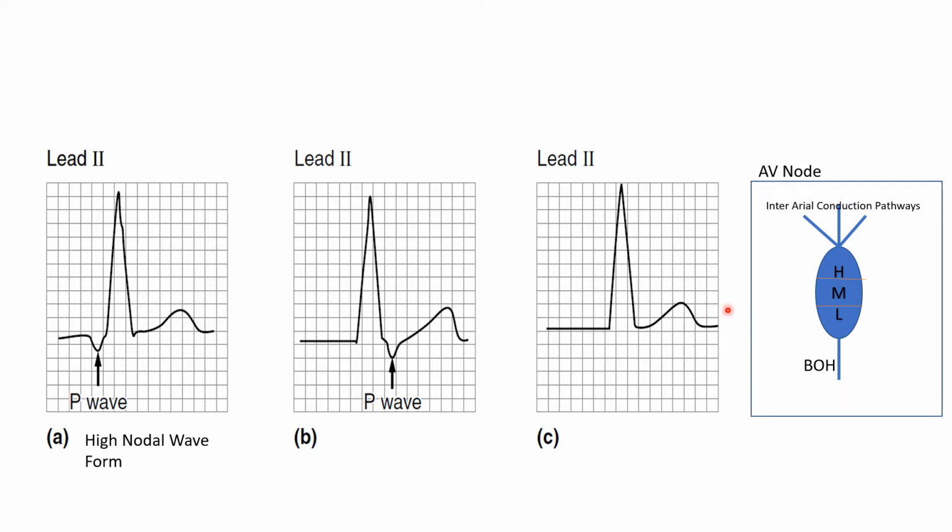When the impulses originate from the mid-nodal area, they travel to the atria and ventricles simultaneously. Then both are depolarized at the same time. And atrial depolarization is buried in the QRS complex, so in mid-nodal rhythm there is no visible P wave.